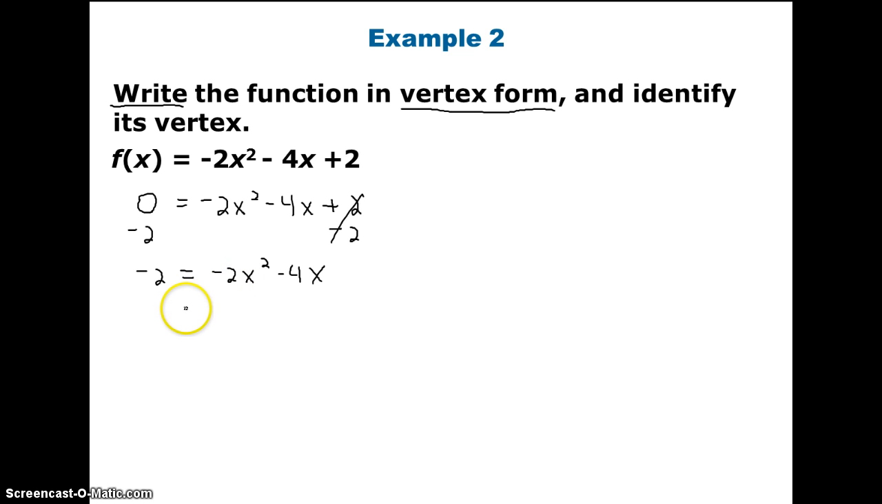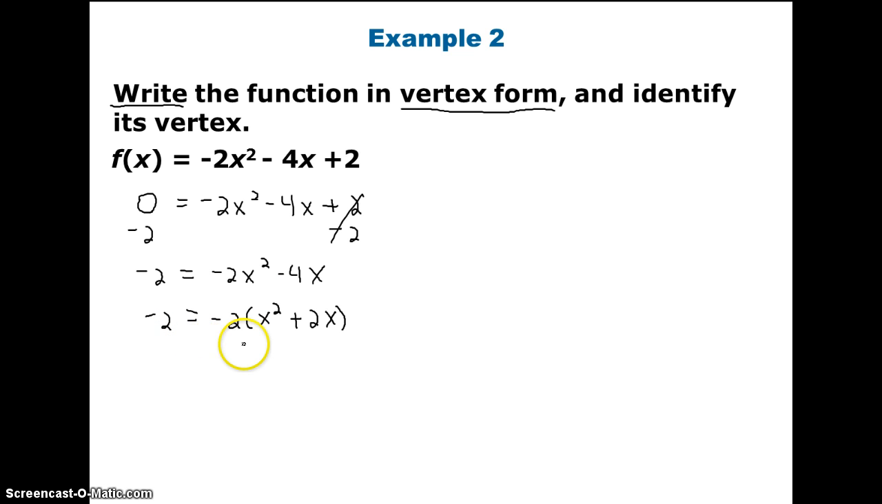But since this is not 1, let's factor this out, and notice it has a negative. So I'm going to factor out the negative with the 2. And when you factor out a negative, remember to change the signs of the expression and factor out the number. So this turns into positive x squared. Negative becomes positive, change the sign. 4 divided by 2 is 2x. On this side we have a negative 2.